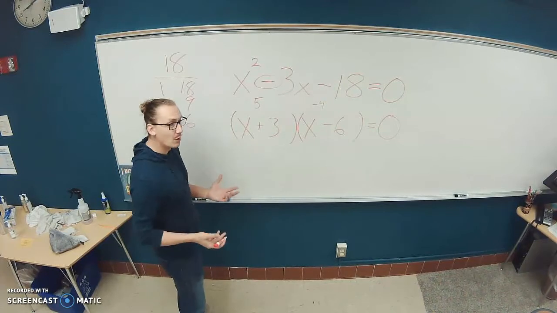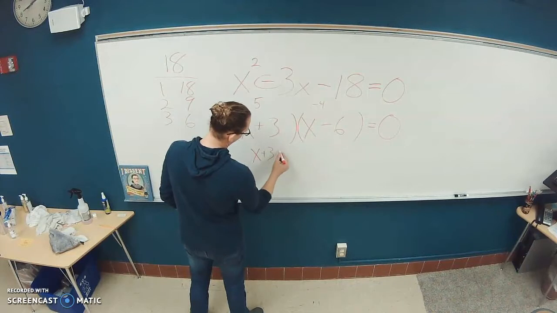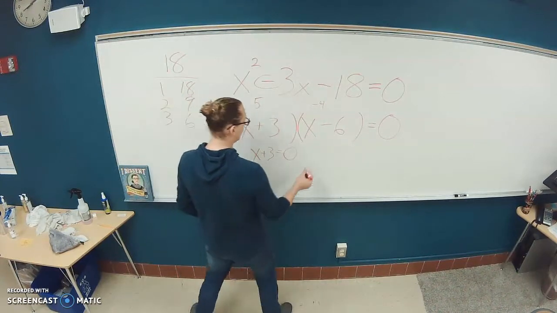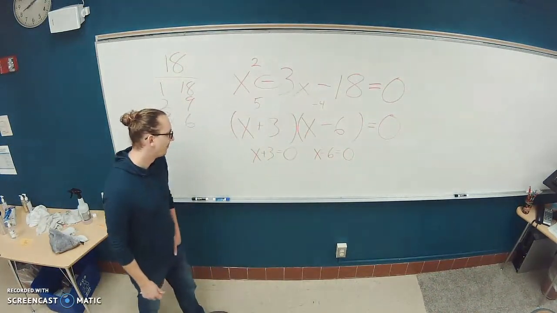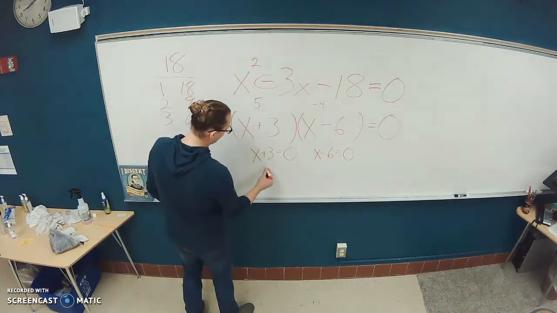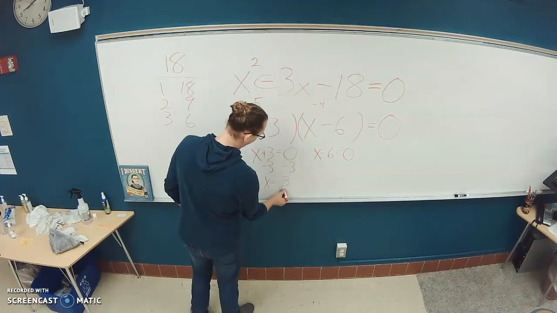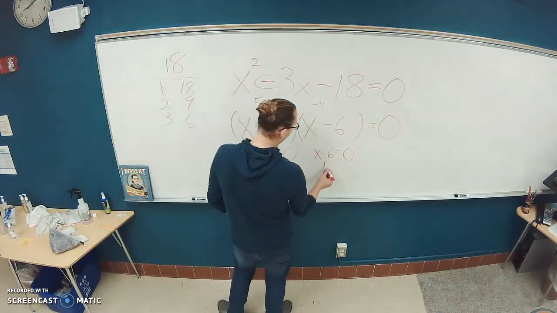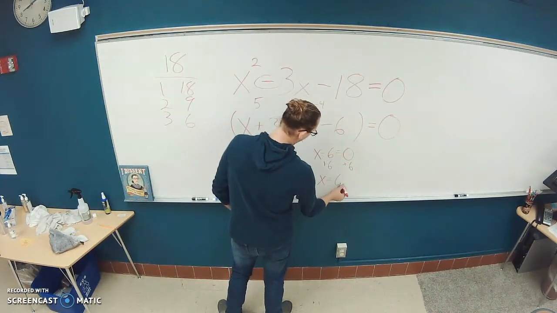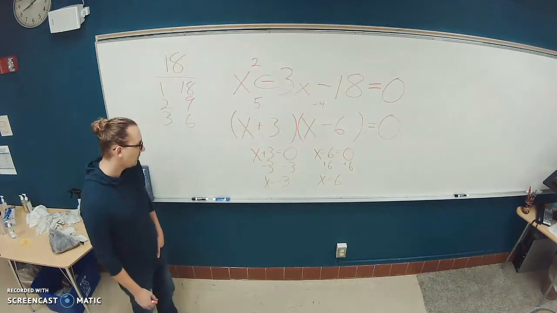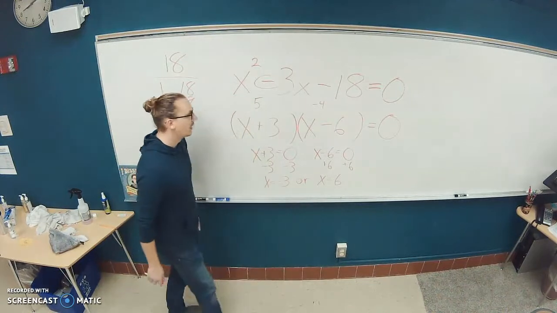So let's create two new equations, set equal to 0. So x plus 3 equals 0, and x minus 6 equals 0. Okay? Well, over here we're going to subtract 3 from both sides, and x will equal negative 3. Over here we will add 6 to both sides, and x will equal 6. So x can equal either negative 3 or x can equal 6.